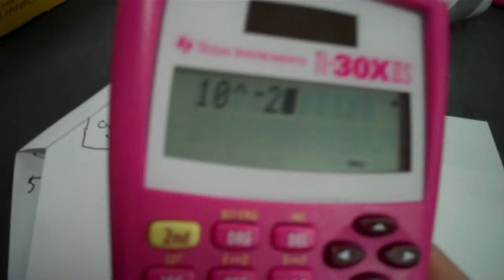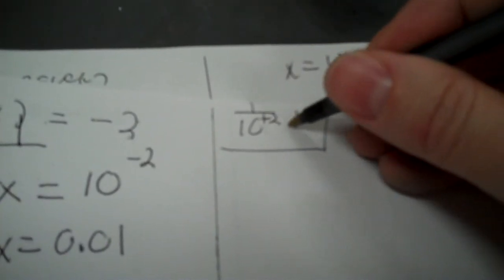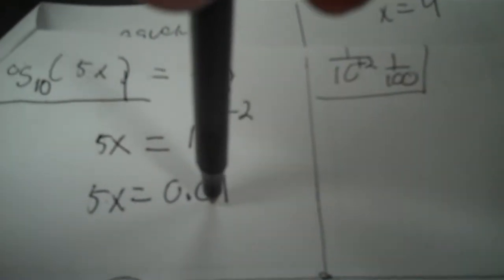10 to the power of -2 is 0.01. Now I'm going to tell you why that's 0.01. Because if you have 10 to the -2nd, it's 1 over, and then I can make it positive. So that's 1 over 100. 1 divided by 100 is 0.01. This is the decimal equivalent of that fraction.